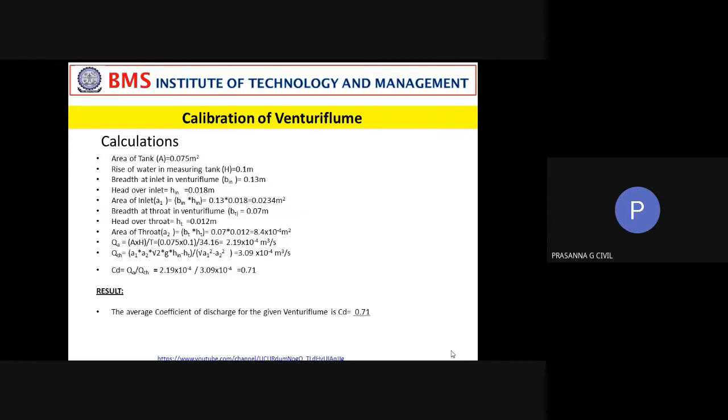You can calculate the CD for various discharges, and the average CD will be recorded as the result.